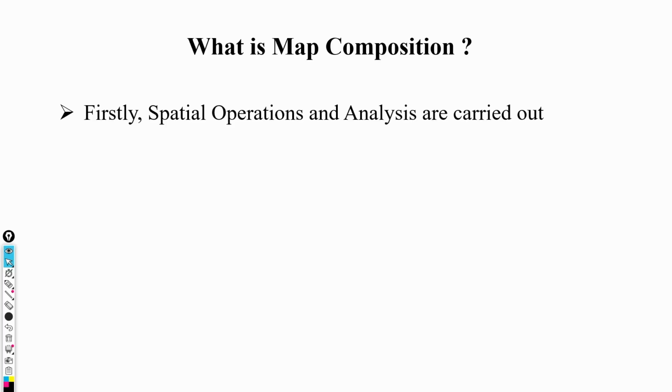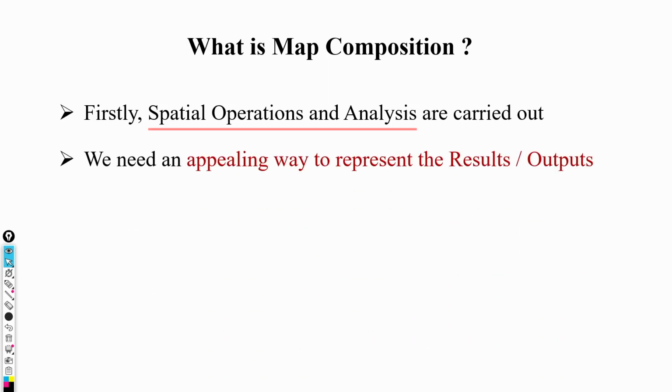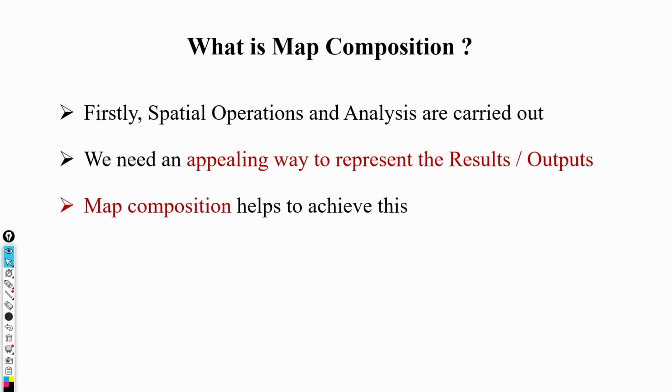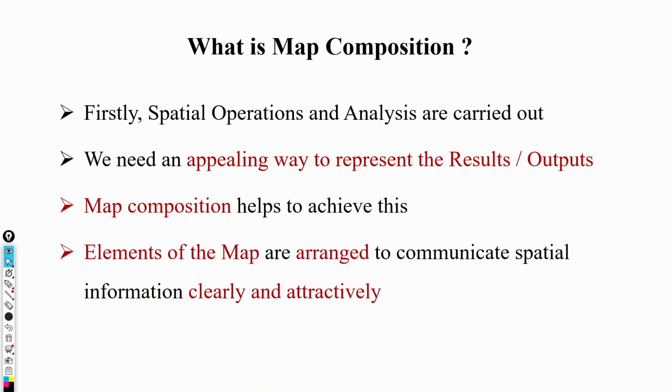Okay, now what is map composition? We have been doing a lot of analysis. Even in the last 2-3 weeks you have been doing a lot of analysis, a few operations, and creating a few maps like choropleth maps, isopleth maps, dot maps and flow maps. So we have done some spatial operations and analysis. Now we always want to represent this information, your spatial analysis, in a much better way. When we think about representing this information in a much better way, map composition can help you in doing that. So what is this map composition?